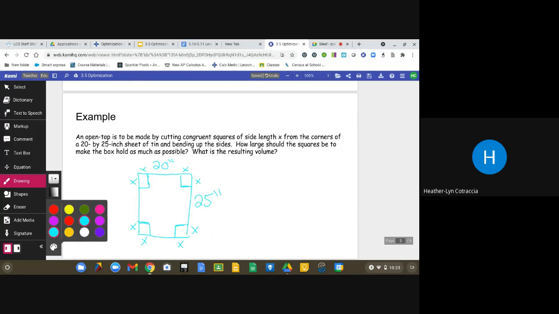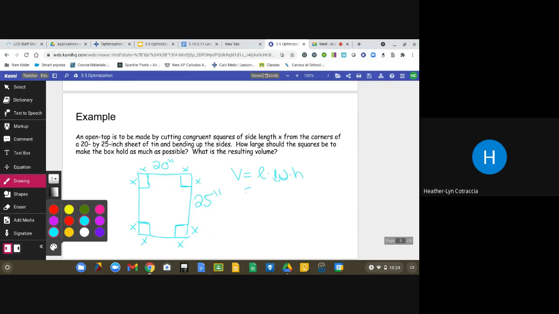It says, how large should each square be to make the box hold as much as possible? So basically here we are maximizing our volume. I need an equation for volume, length times width times height, and that's what I will be taking the derivative of.